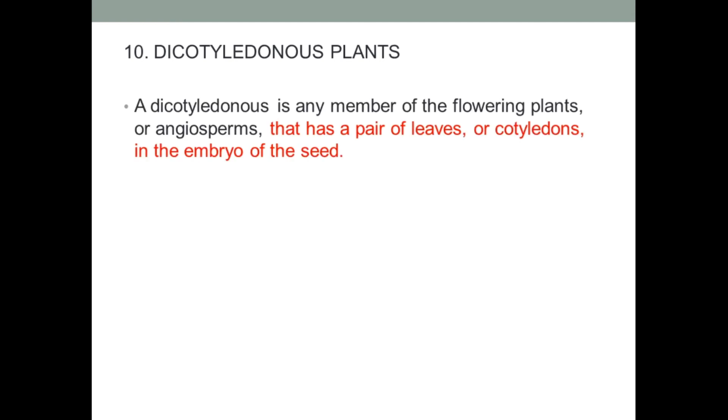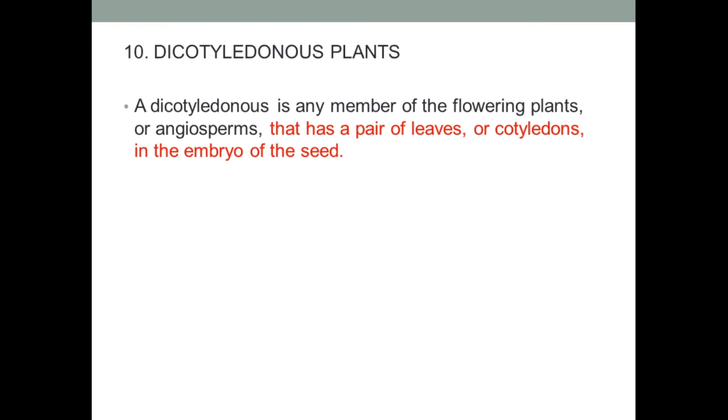Next we have dicotyledonous plants, and from our O level and even ZJC, I think we are all aware of what a dicotyledonous plant is. Just as a reminder, a dicotyledonous plant is any member of the flowering plants or angiosperms that has a pair of leaves or cotyledons in the embryo of a seed.